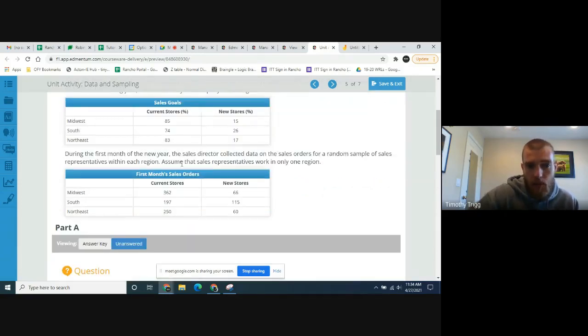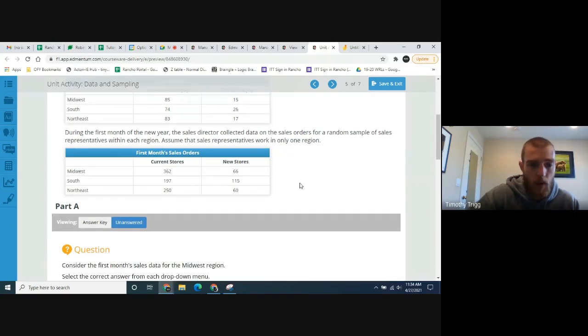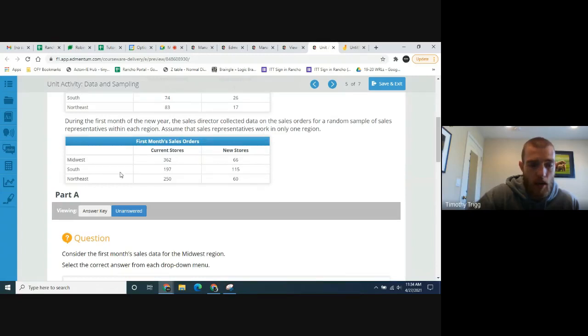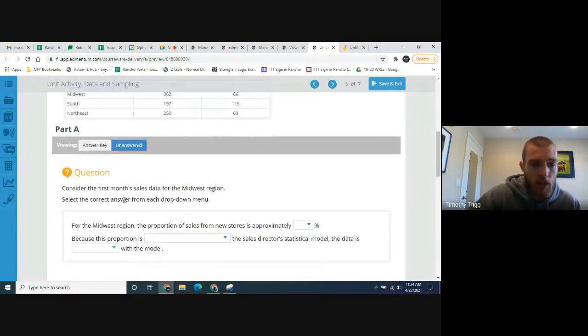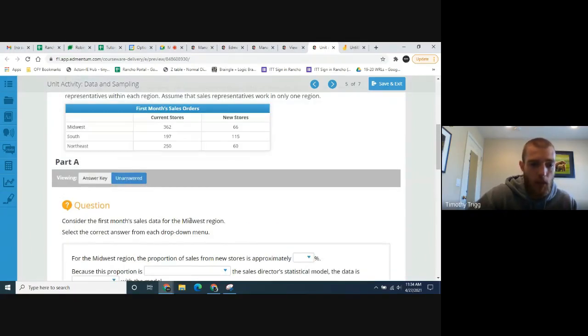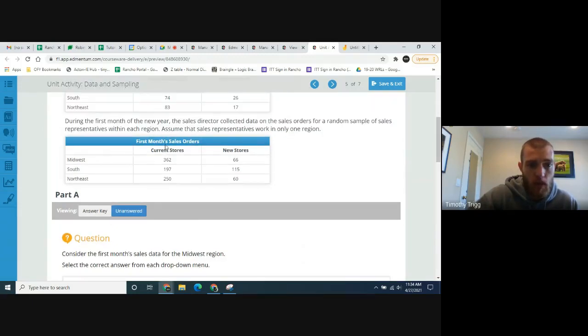During the first month of the year, the sales director collected data on the sales orders for a random sample of sales representatives within each region. Assume the sales representatives work in only one region. So then here are the raw numbers. In the Midwest, this is for the first month of sales, current stores, new stores. Consider the first month sales data for the Midwest region. Select the correct answer from each drop-down menu. So you can see from current stores, 362, from new stores, 66.